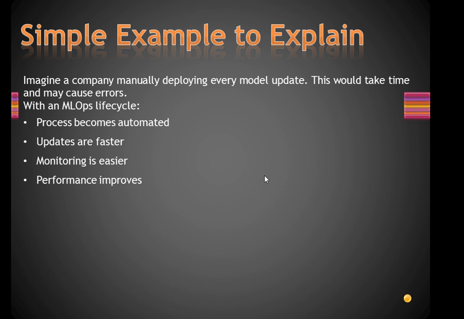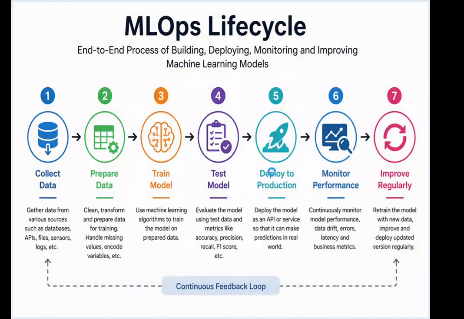Here is an example to explain briefly, to make it understandable. Imagine a company manually deploying every model update. This would take time and may cause errors. With an MLOps lifecycle, the process becomes automated, updates are faster, monitoring is easier, and performance improves.